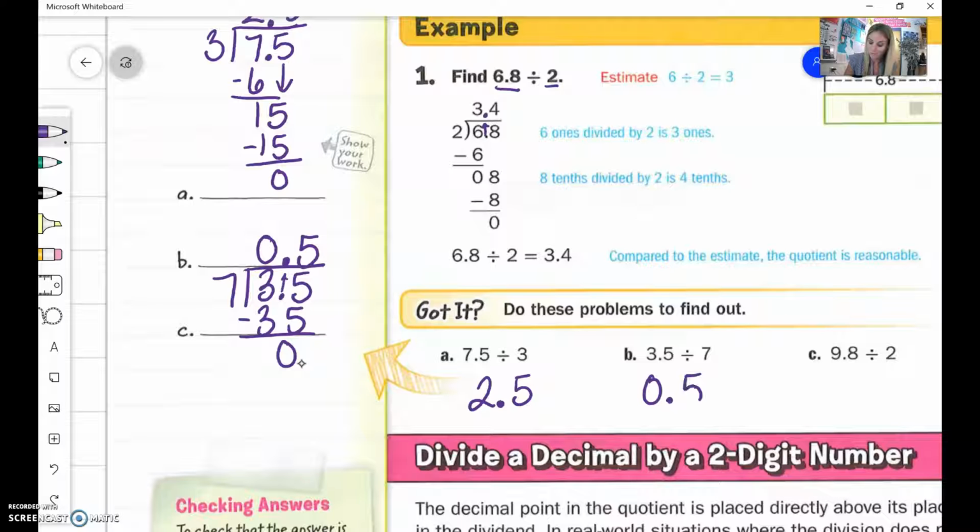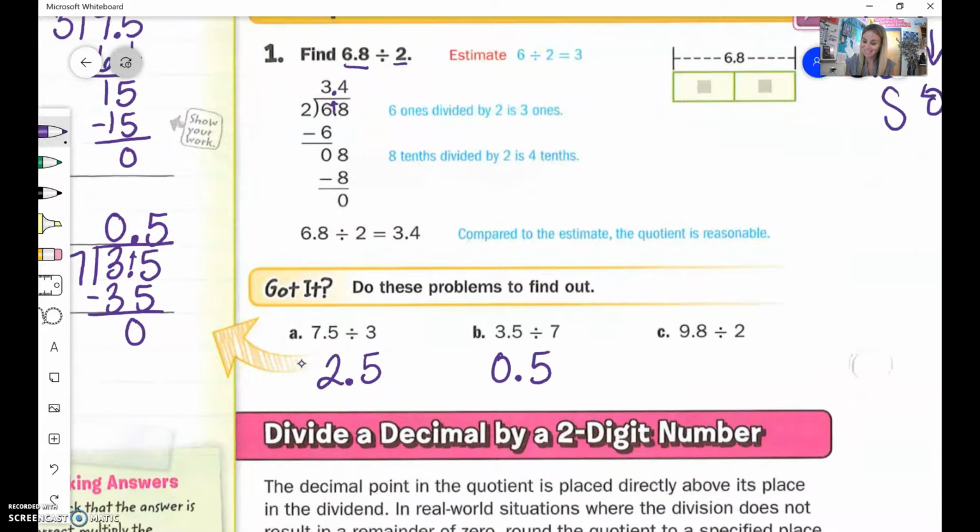I hope you guys were paying attention. If you weren't, get with me. I know, division, it's so exciting. All right, let's take a look at the next one.